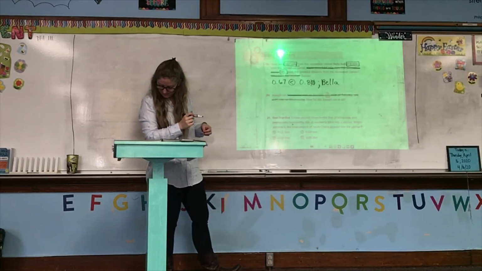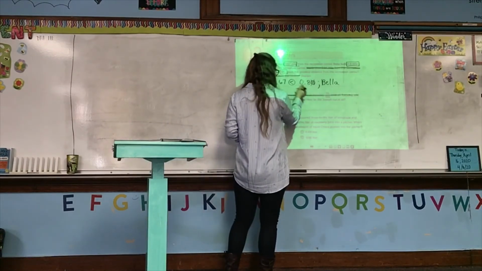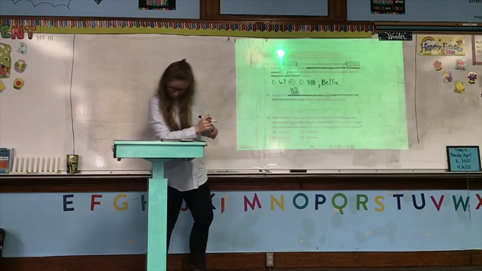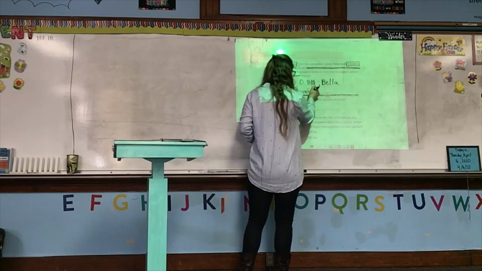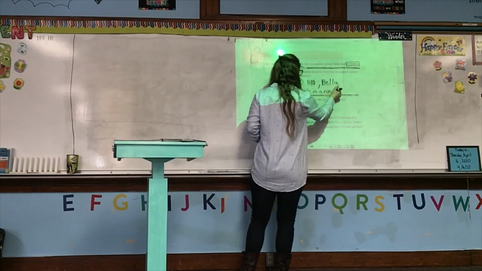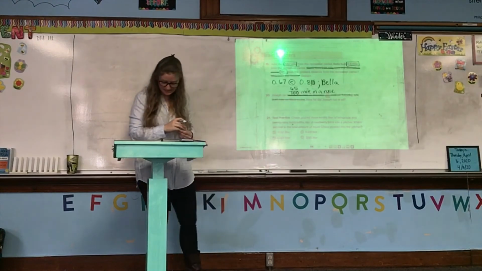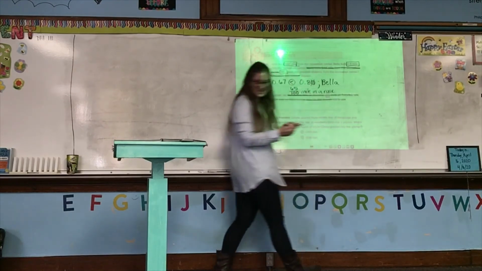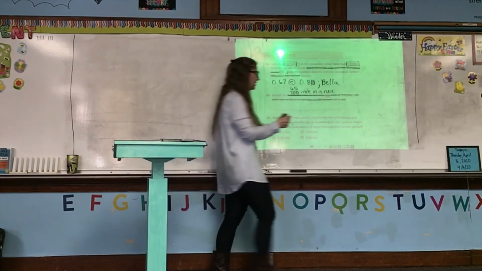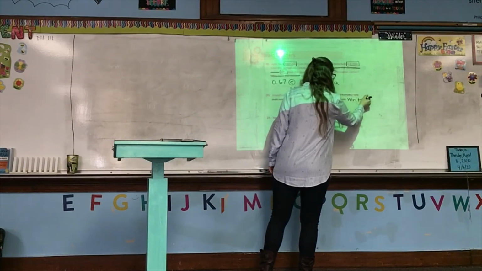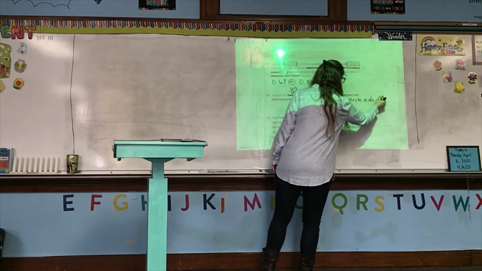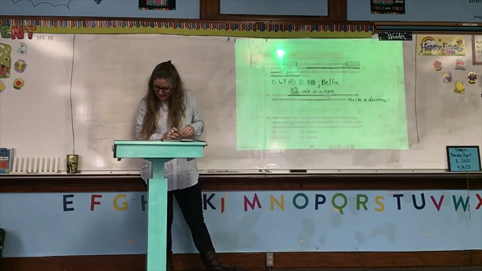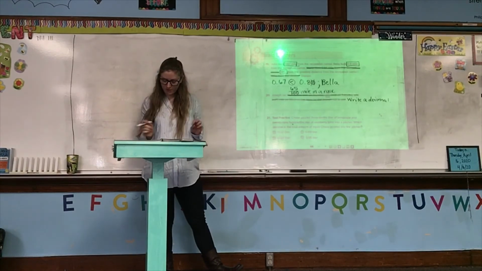Joseph ran 65 hundredths of a mile in a race. Write the decimal to show what part of a mile Joseph ran. I'm just going to write a decimal. So Joseph ran 65 hundredths of a mile in a race. Write a decimal to show what part of a mile Joseph ran.